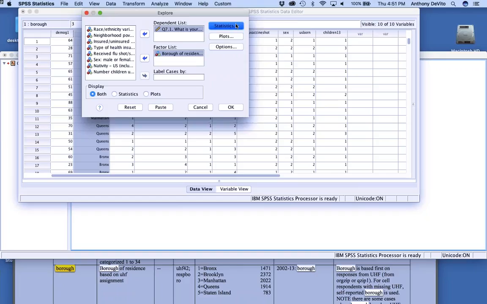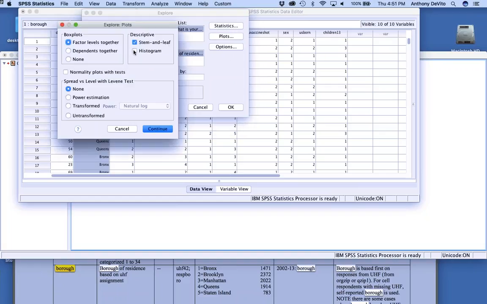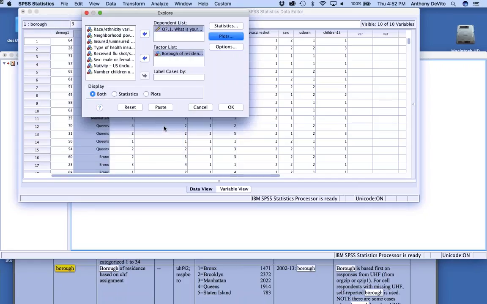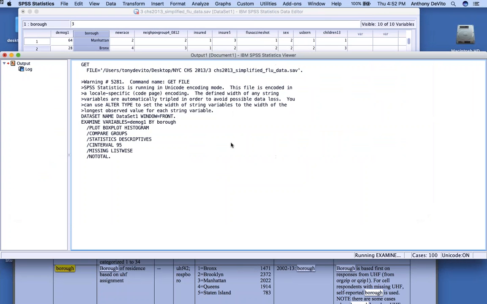So let's see. Statistics is going to be the 95% confidence interval and so on and so forth. It'll give that to me if I want it. Okay, so I'm going to go into plots and also tell it to give me a histogram. I don't need a stem-and-leaf plot. It automatically does box plots for you. But right now it's going to make up some graphs for me, find the averages, and so on and so forth for all of these. So let's see what we get.